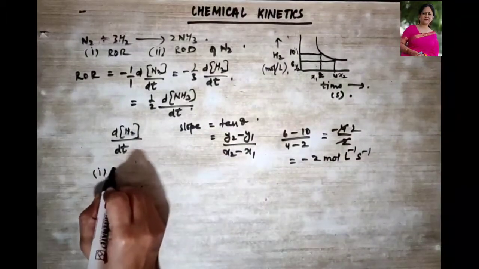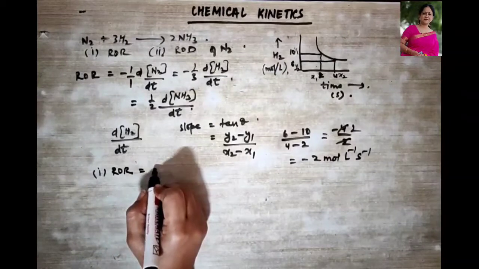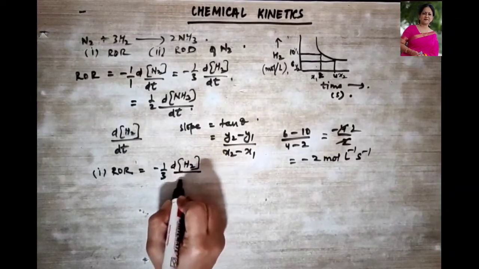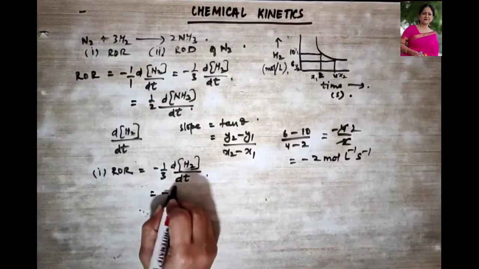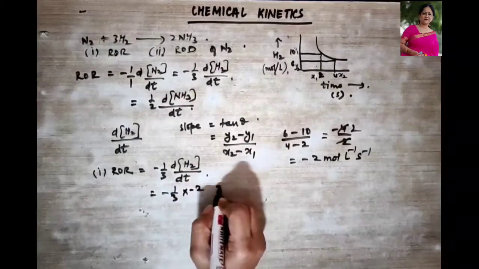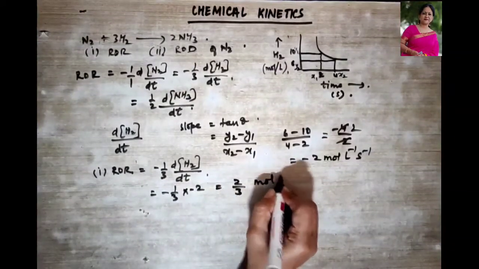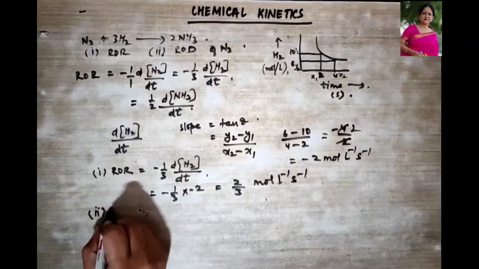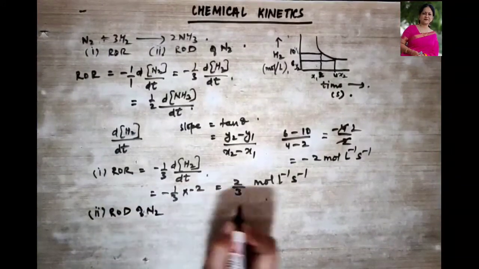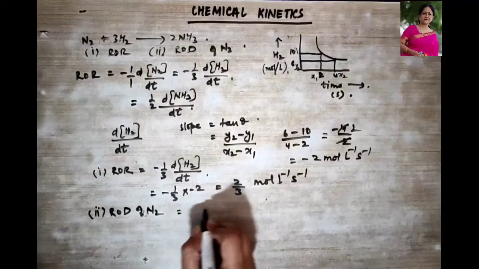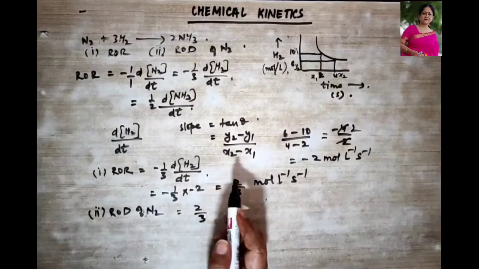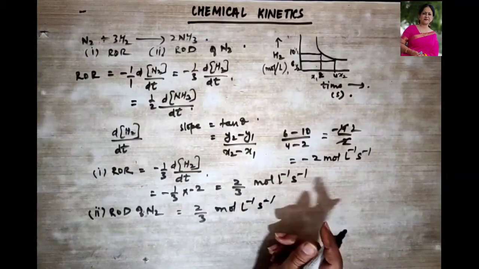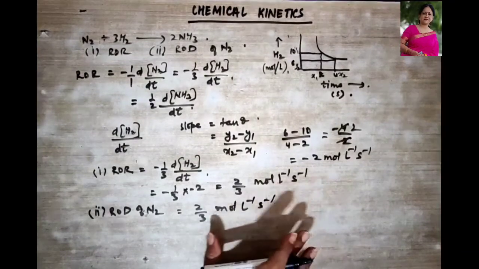So now let's find out the rate of reaction. This is minus 1 by 3 d[H2] upon dt. So this is equal to minus 1 by 3 into minus 2, which is going to give us 2 by 3 moles per liter per second, right? Now let's calculate ROD of N2. So this will be equal to 2 by 3 moles per liter per second, right? I hope this is clear.